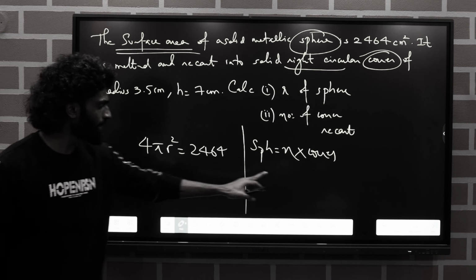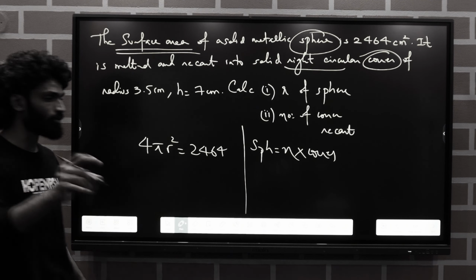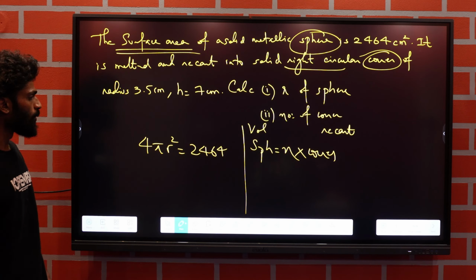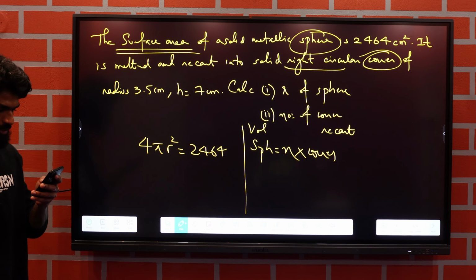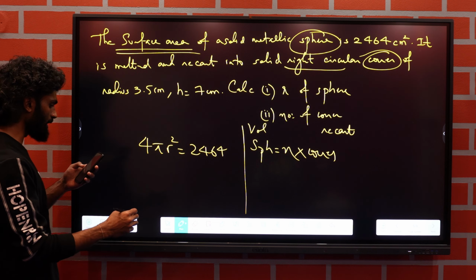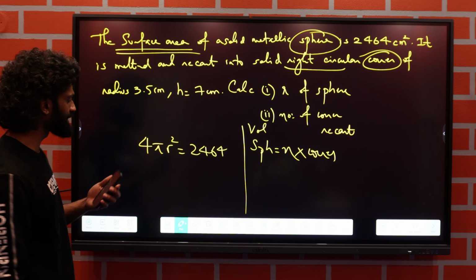That is fine, but I'll talk about the value for r first, so don't get confused. Here I am talking about volume. Here I am talking about surface area. Now, what gets cancelled? 4 pi r square is there. I'm supposed to find the value of r. So right now, write the value of pi as 22 by 7.